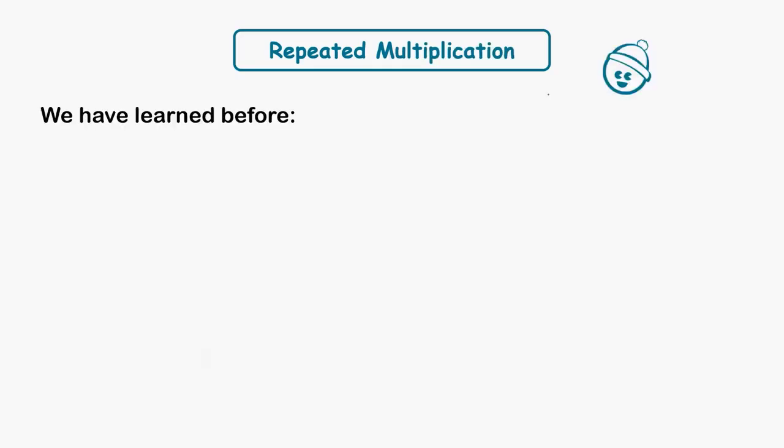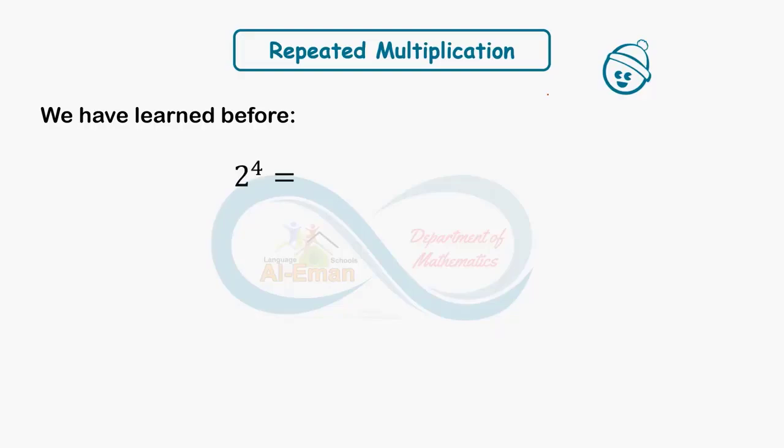We have learned before the repeated multiplication in the set of integer numbers. Let's take this example: 2 to the power 4, or we can read it as 2 to the index 4. This index or power means that the base 2 is multiplied by itself 4 times: 2 times 2 times 2 times 2.